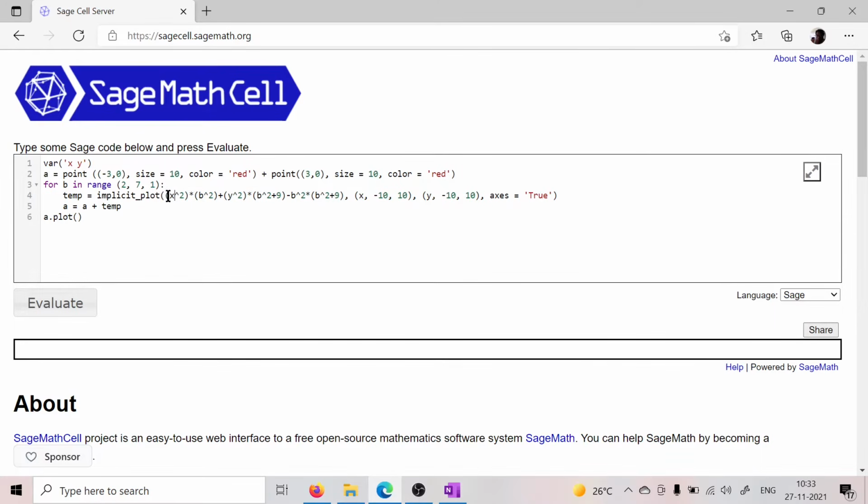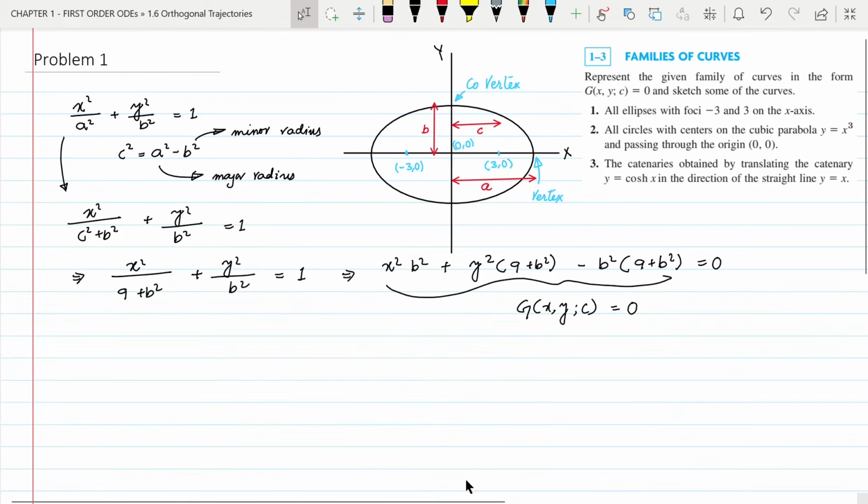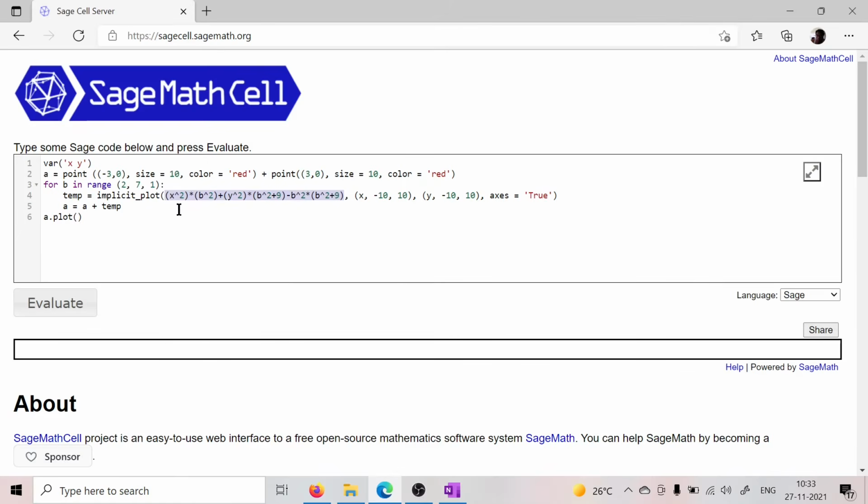In the implicit plot command, we have written the g(x, y, c) term of our equation, that is this left hand side, which is x square times b square plus y square times b square plus 9, minus b square times b square plus 9. Only the left hand side, we don't need to write the 0 term. So the g(x, y, c) term we have written here.